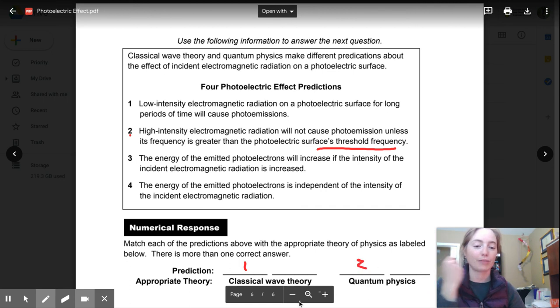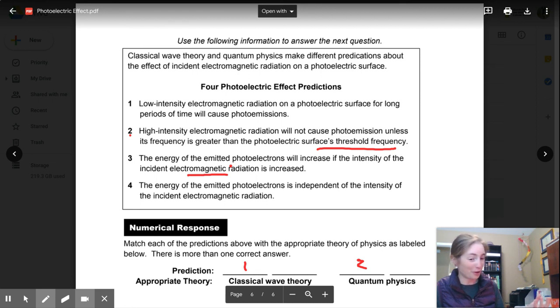Okay, so ladies and gentlemen, number 3: energy of the emitted photoelectrons will increase if the intensity of the electromagnetic radiation is increased. Let's think back to this one. Remember that according to the quantum physics definition, the higher the intensity, the brighter the light, the more electrons are coming. Think of those tennis balls. It means that you're throwing more tennis balls, so you can knock over more bowling pins. But just because you're throwing more tennis balls, does that mean that the electrons coming off are going to have more energy? Not according to the particle model.